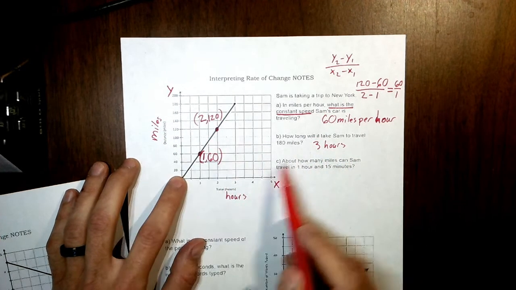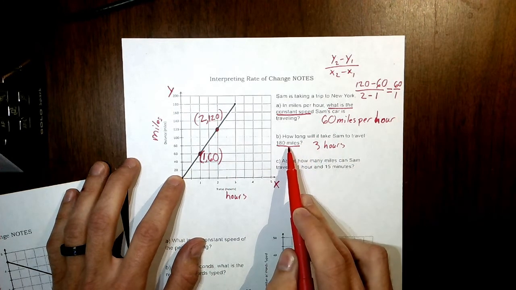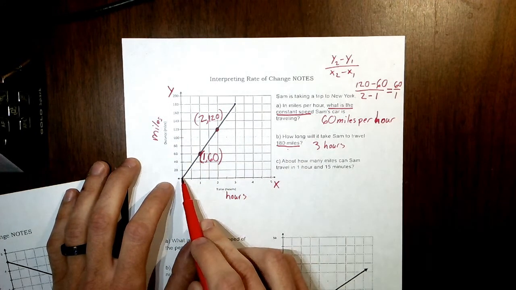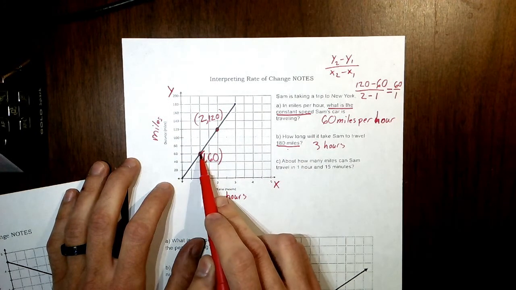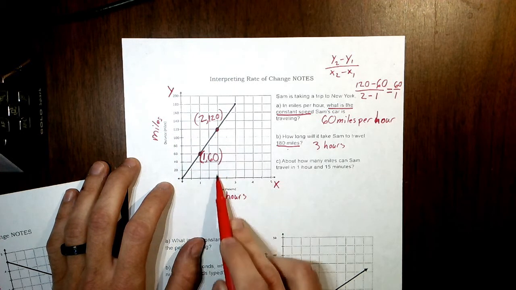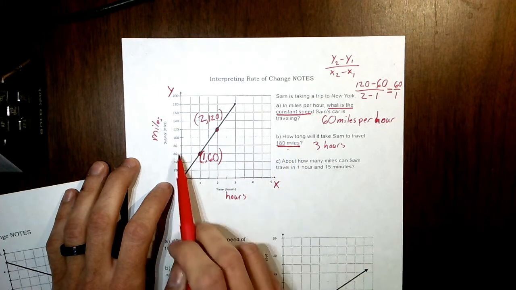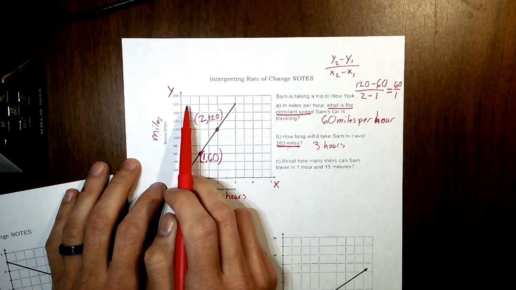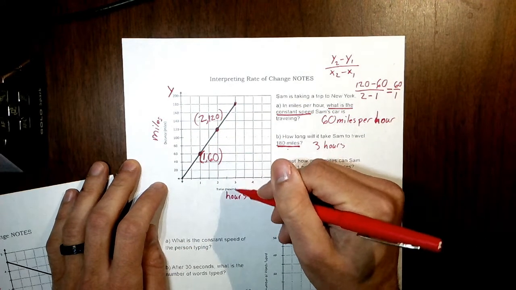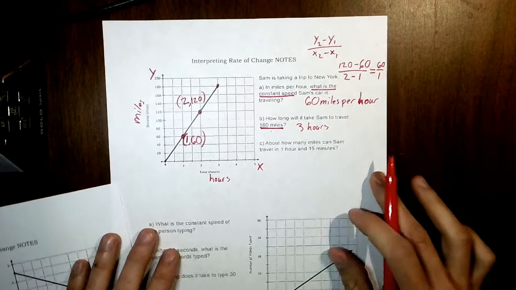So the question was, how long will it take to travel 180 miles? Well, this is all of our miles information here, right? So in 60 miles, it took 1 hour. We could say in 120 miles, it takes 2 hours. Now we want to know, in 180 miles, so I go up to 180, how long does it take? Well, it takes 3 hours. See that? That's how you read a graph. Very good.